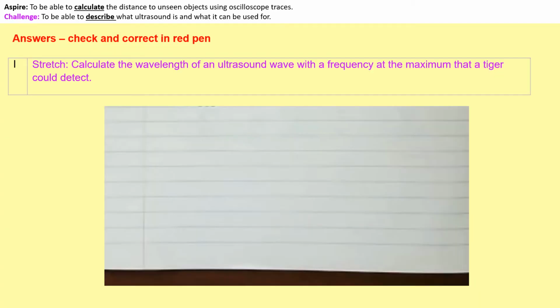Let's look at how to solve the stretch question. So you needed to use the ultrasound frequency for the tiger from the table, and you needed to know that the speed of sound was 330 meters per second. So ideally you remembered that from last lesson. Bit of an exam tip here. If you didn't know that, you would have just put in any number, and as long as your working out is correct, you will still get some marks for the question.